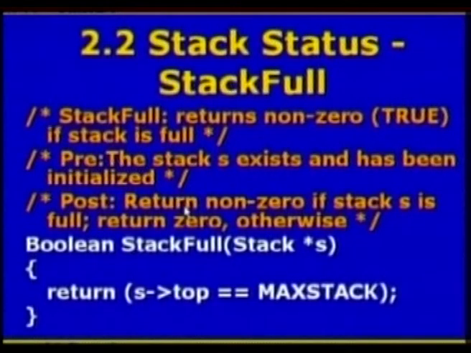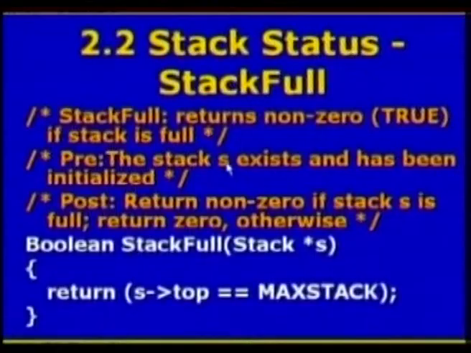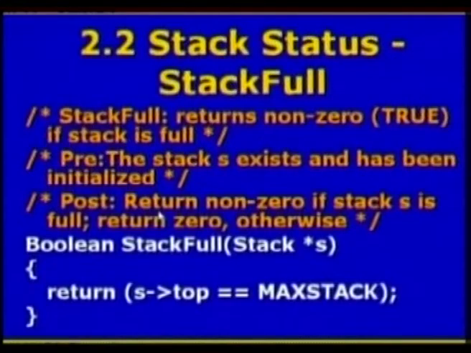Okay. The third function, and I think this is going to be the last function we're going to talk about in this lecture, and we're going to continue with others in the coming lectures. Stack full. Again, this is of type Boolean, and I'm going to check the stack to see if it's full or not. Again, the assumption, and that's the precondition, is that the stack S already exists and has been initialized. The return value is of type Boolean, and it's going to return 1 if the stack is full, or 0 if the stack is not full.